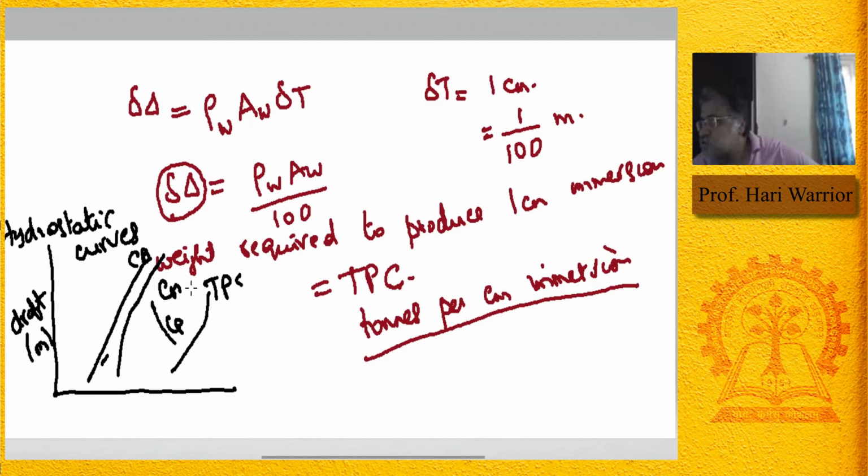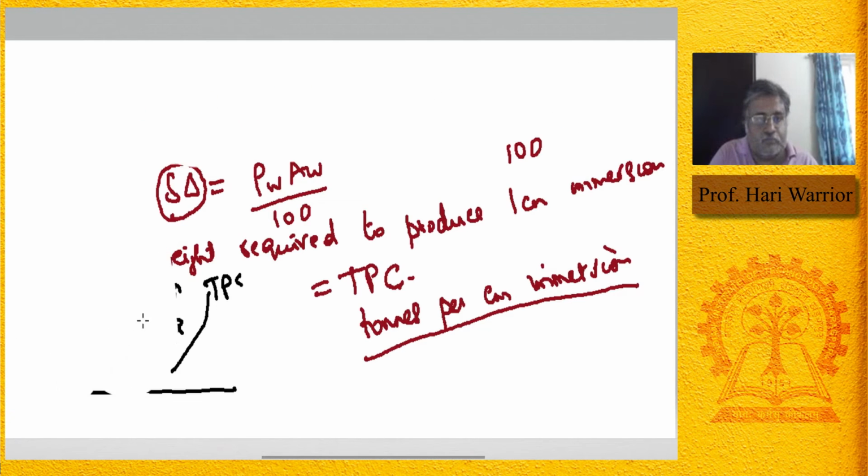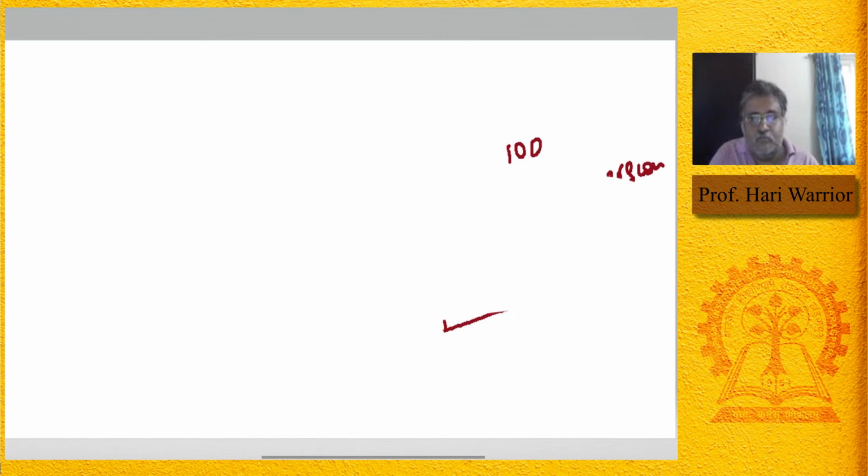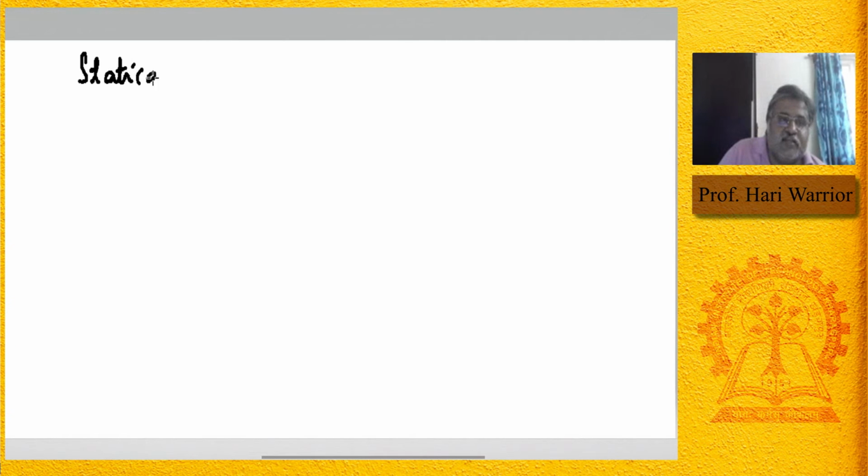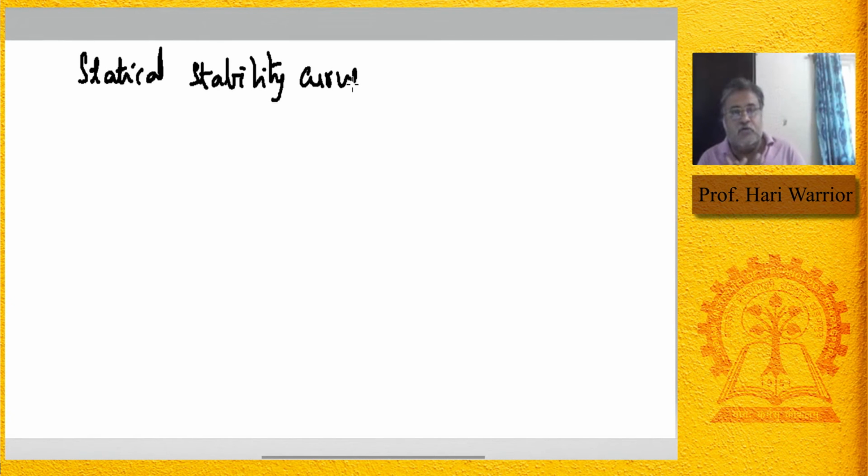Then we go into what is very important. So some theory coming up. We talk about what is known as a statical stability curve. Okay, so these are basically one type of curve.